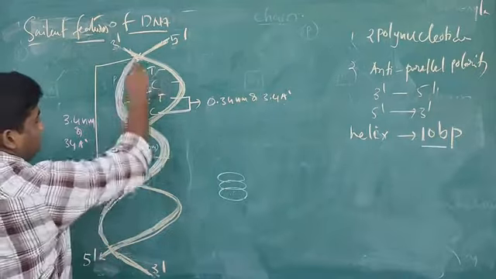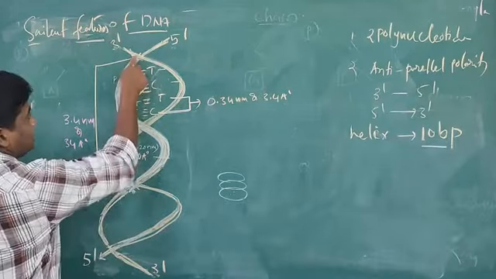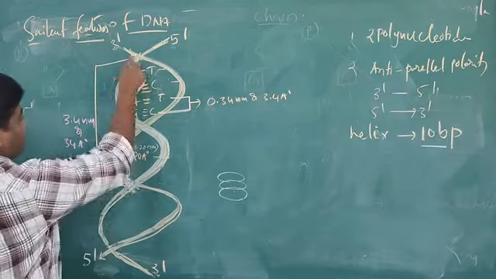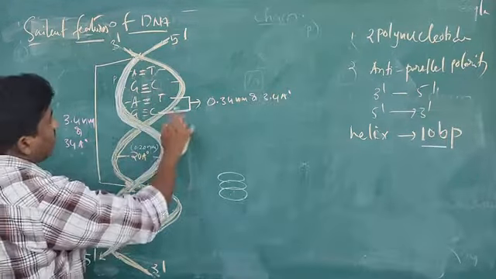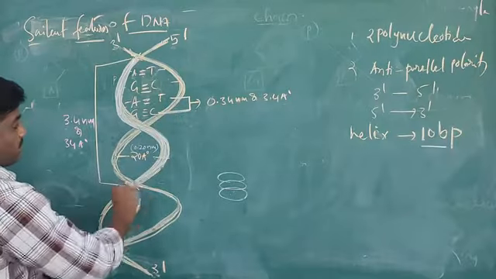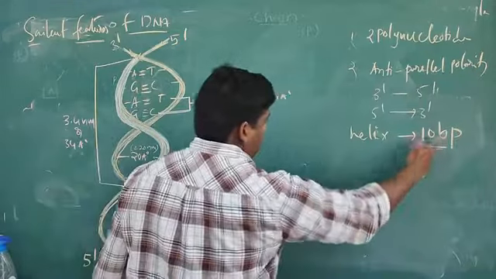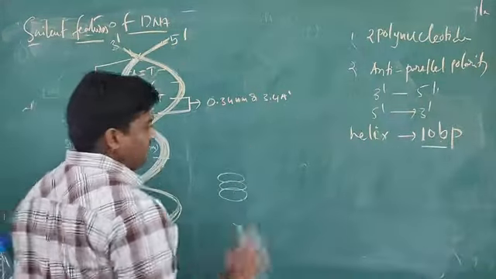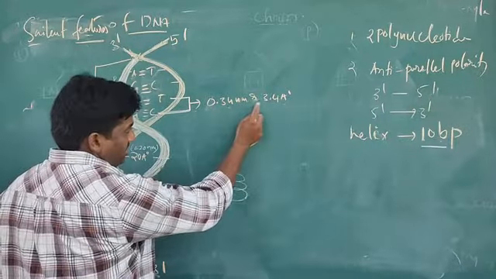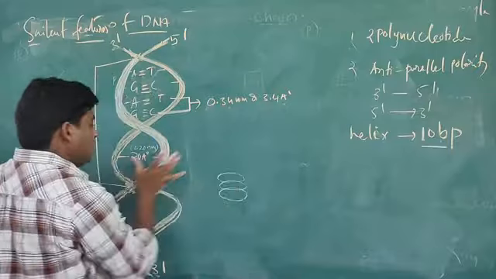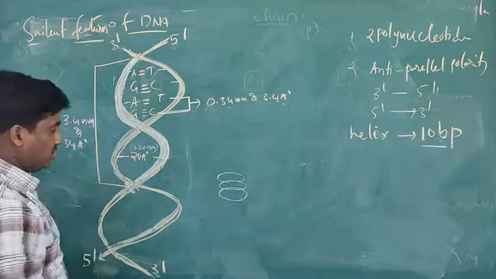Next, the pitch of the helix. This is the pitch, that means here, one complete helix. See, this is one helix. The pitch of the helix is 3.4 nanometers or 34 angstroms. A complete turn contains 10 base pairs. The distance between two consecutive base pairs is 0.34 nanometers or 3.4 angstroms. The distance between two strands is 20 angstroms or 2.0 nanometers.